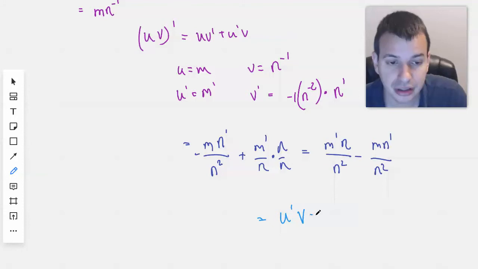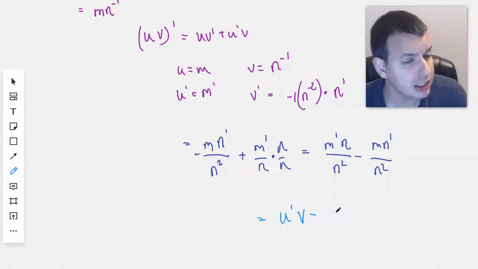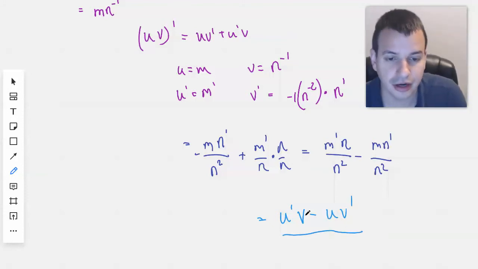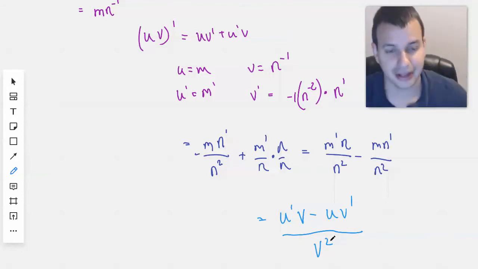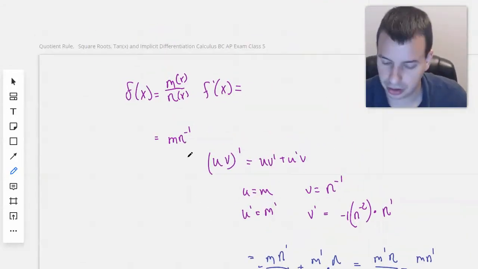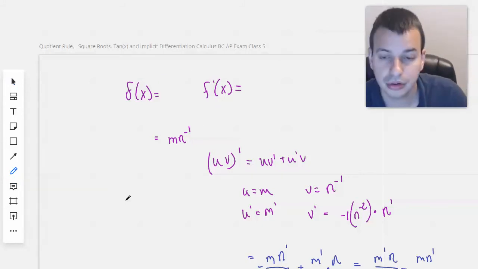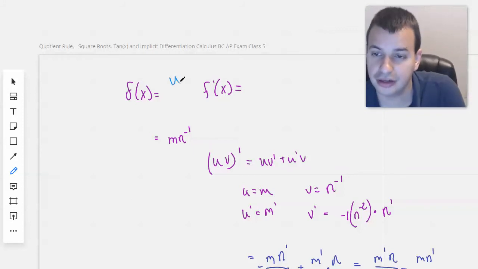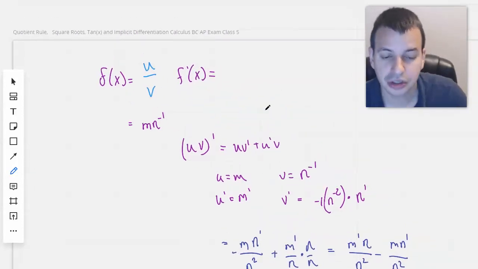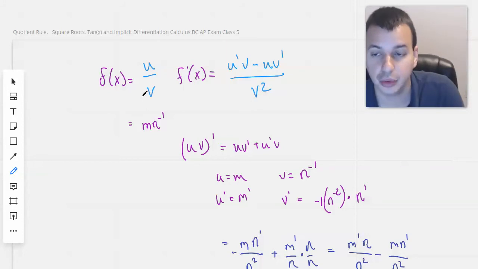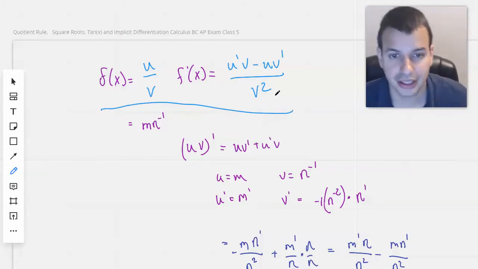minus, let's see, I totally lost it, I had it. So wait a sec, u is associated with m, so this would be u v prime all over v squared. Okay, got it. So back to blue. If you have u over v, then that would be the same as u prime v minus u v prime all over v squared. And so this is what the quotient rule is.